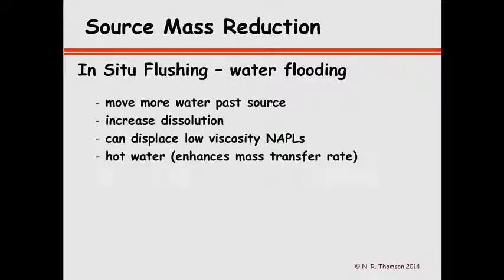You could have in situ flushing with water only, and that is called water flooding. You move more water past the source zone than you would in ambient situations. That would increase the mass transfer from the non-aqueous phase to the aqueous phase. However, if the flow rate is too high, you can displace low viscosity NAPLs. And sometimes you may increase the temperature of the flushing fluid to enhance the mass transfer rate.